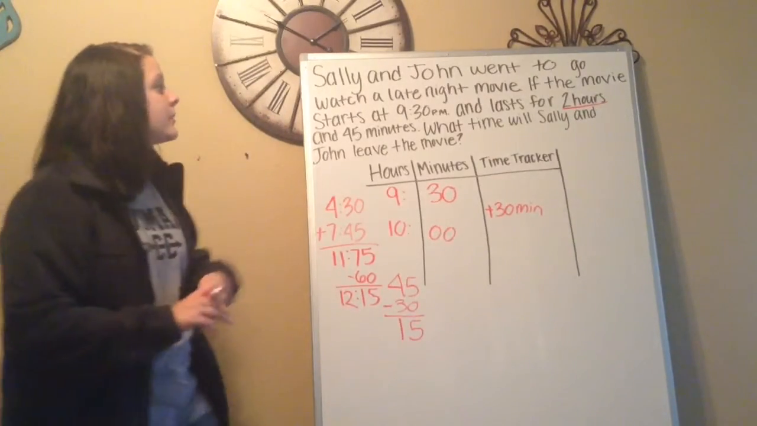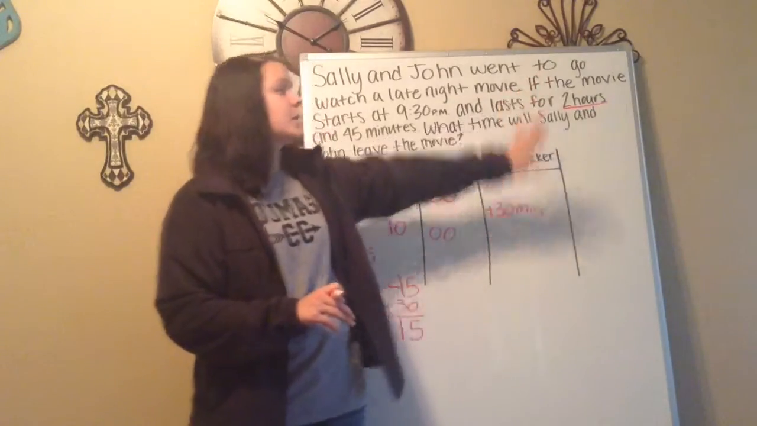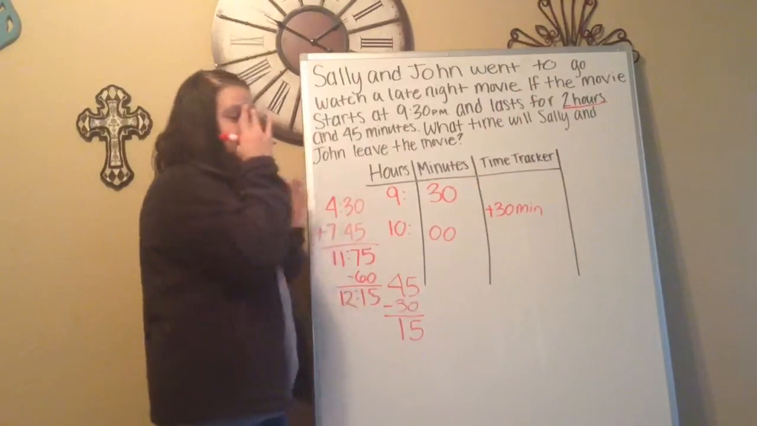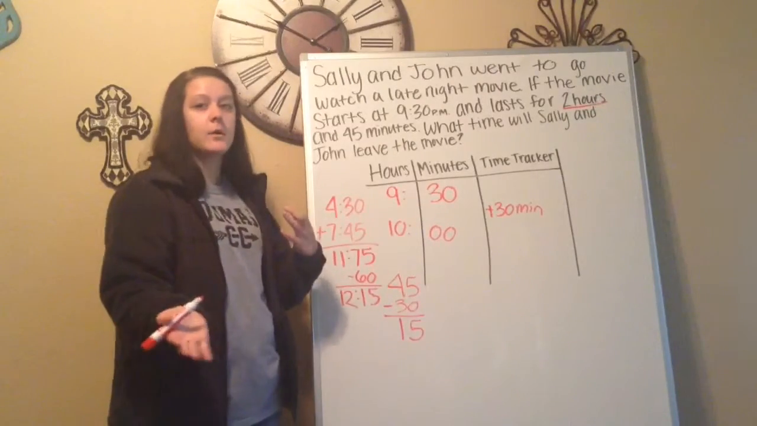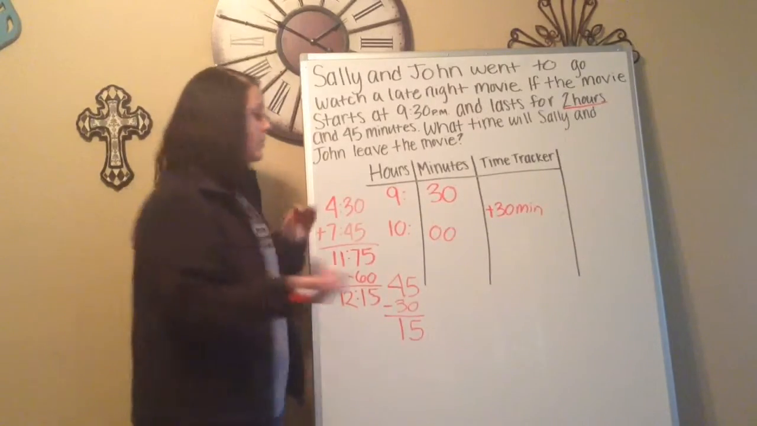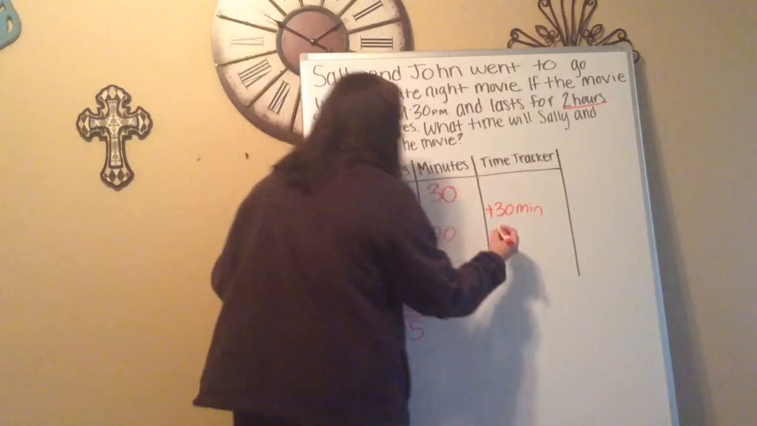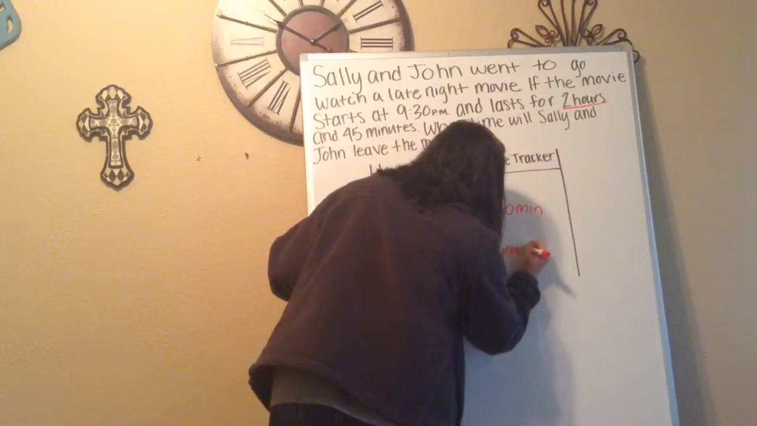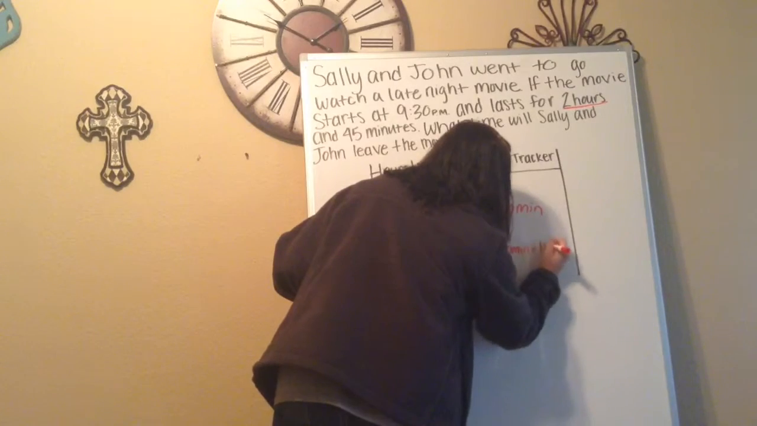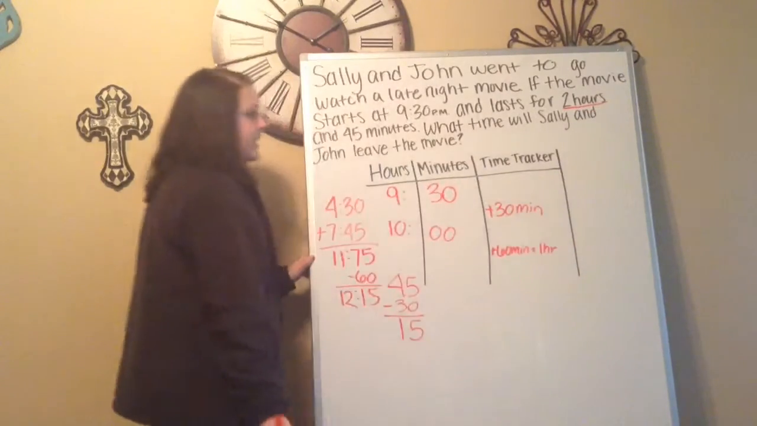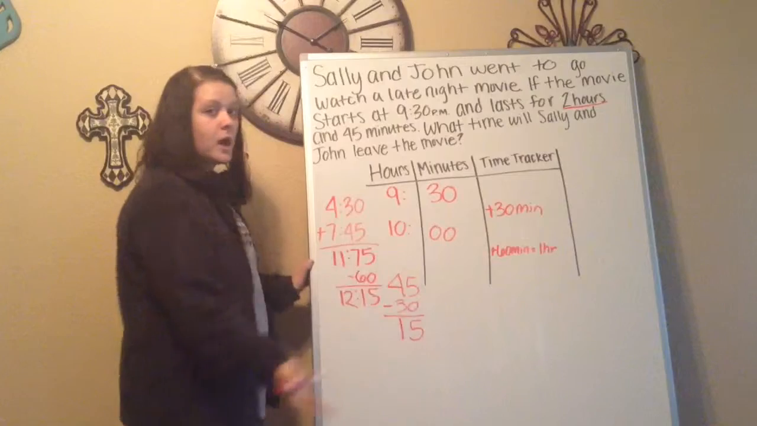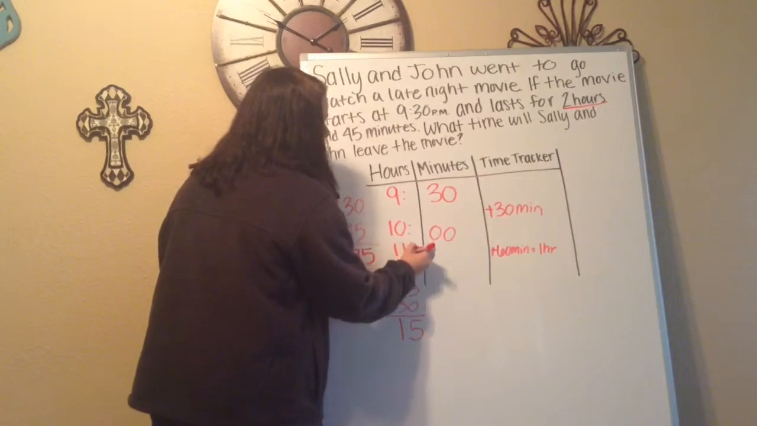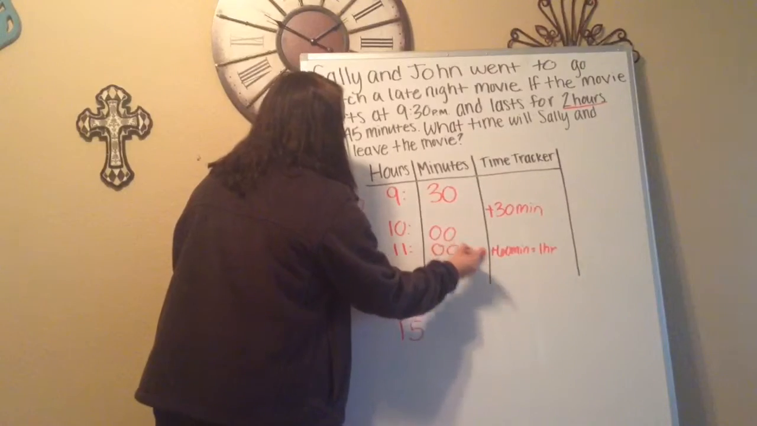So next, we would work with our hours, and we know the movie's 2 hours long. So we would add 60 minutes or 1 hour, because 60 minutes is equivalent to the 1 hour. So we would put this in our time tracker, plus 60 minutes or 1 hour. And if we added 1 hour to 10 o'clock, it would change to 11 o'clock. So we put 11 in the hours place.